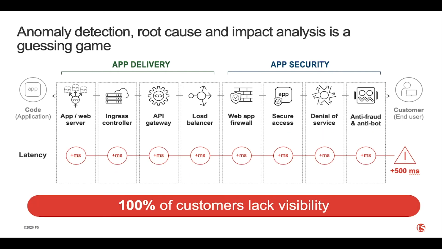Now let's take a look at a real world example. Here's a situation where latency is happening somewhere along the code to customer continuum, along the application data plane. With various different solutions that you see here, there could be a latency issue, but who knows where it is? What's the root cause? How do you detect exactly where to fix that latency? That is really the guessing game. And if there is not full application visibility, then it's going to take a long time to repair latency.